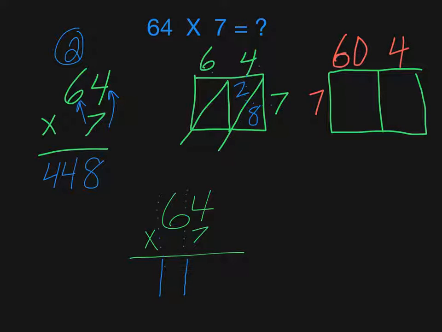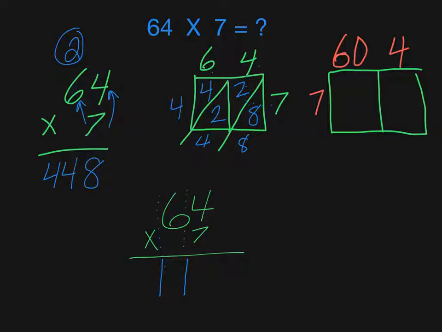We come over, what is 7 times 6? The tens place is the 4. The ones place is the 2. Then you just simply go through, add the diagonals. 8 is 8, 2 plus 2 is 4, 4 plus nothing else is 4. So again, you just read your answer from left to right, and you get 448.